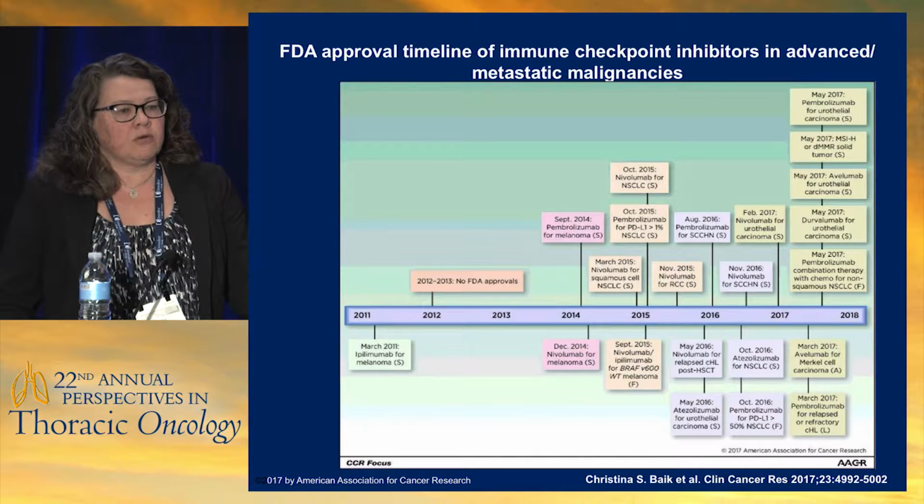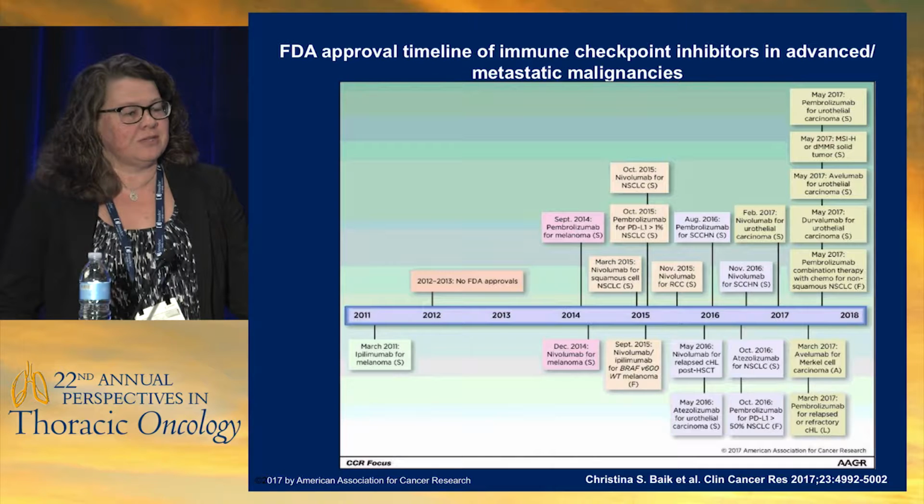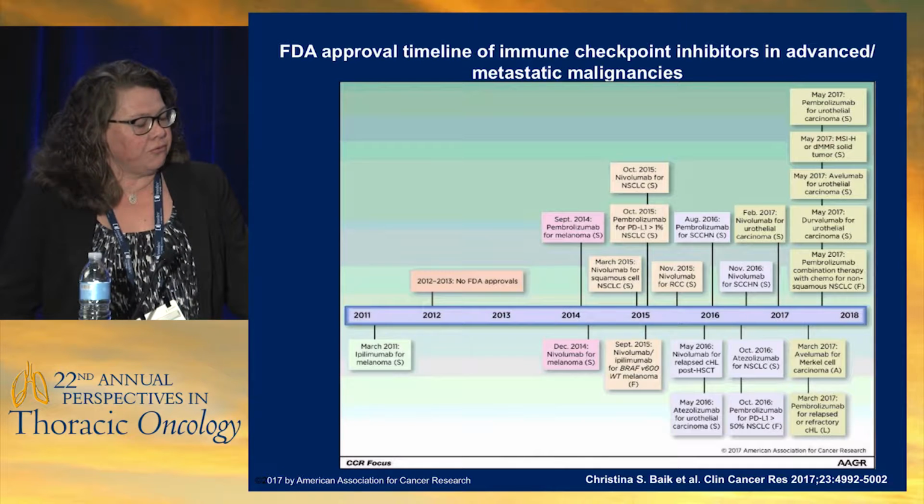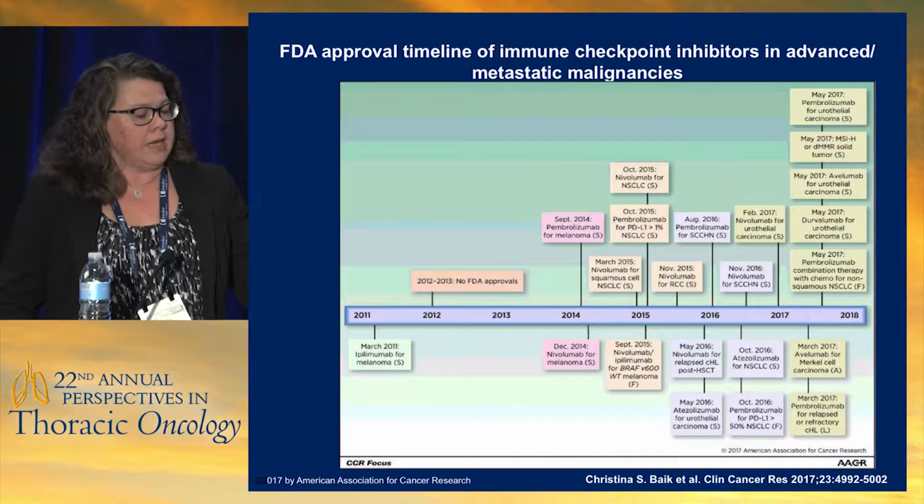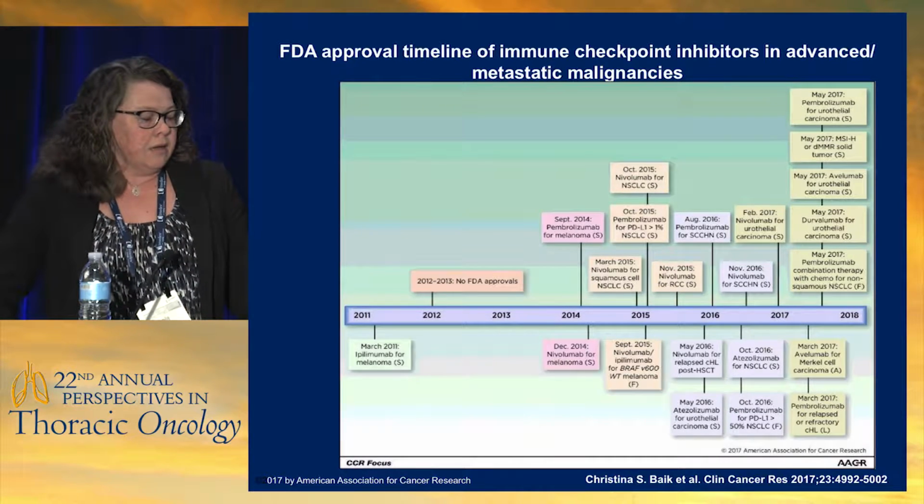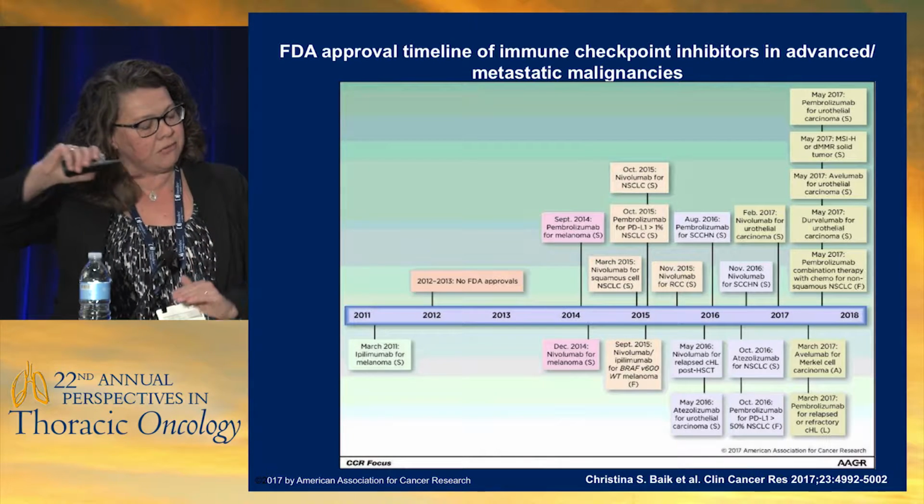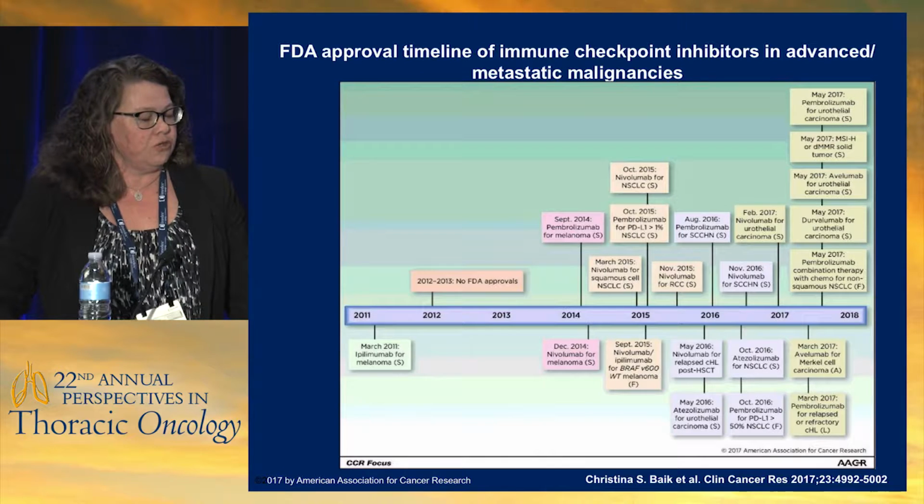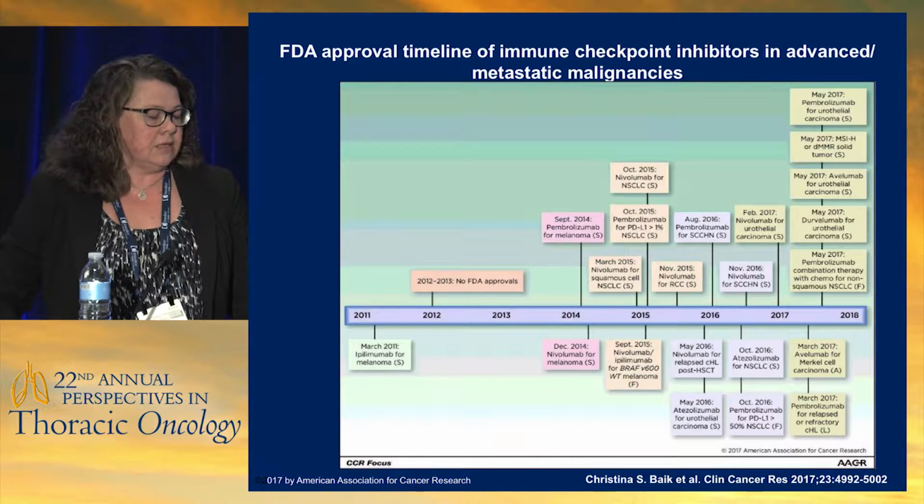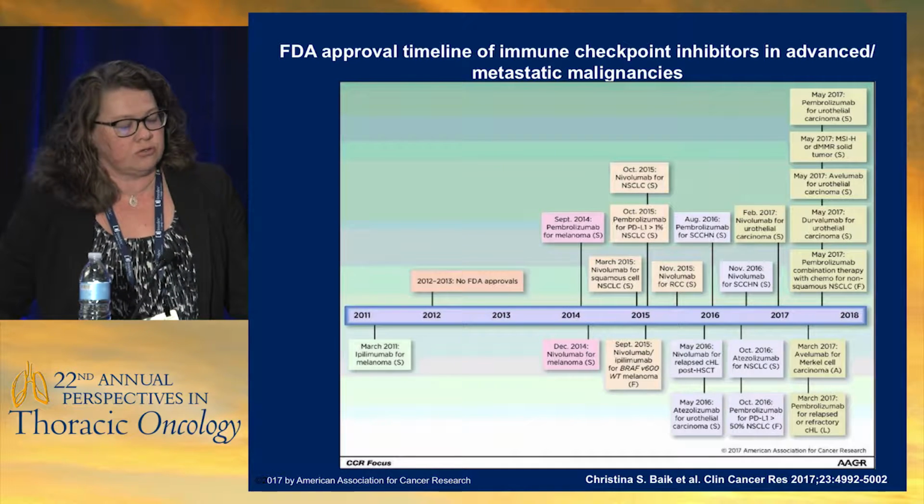So immunotherapy works for everybody, silly. This is an example of the current timeline of immunotherapy approvals for all cancers. And you can see that the graph is expanding very, very rapidly. In 2014, we only had 2 drugs approved, and between 2017 and 2018, we now have 7 drugs approved. So immunotherapy is here to stay.